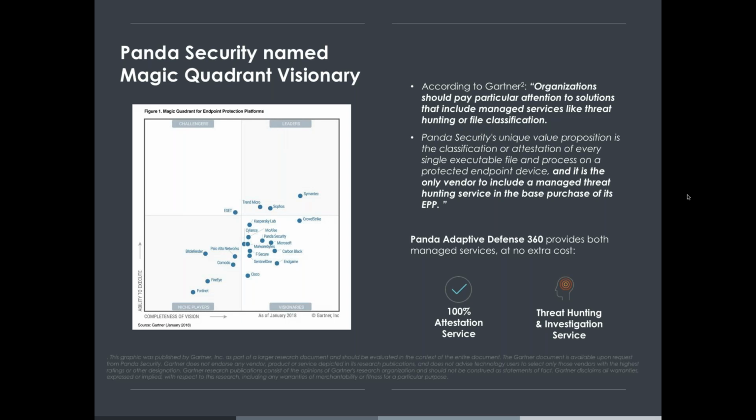So Panda Security's value proposition is the classification or attestation of every single executable file and process on a protected endpoint device. There's that file classification. And it is the only vendor to include a managed threat hunting service in the base purchase of its platform. There's the threat hunting. So what Gartner says that you should pay particular attention to, we are providing to you as part of the base purchase of our Adaptive Defense 360 platform.